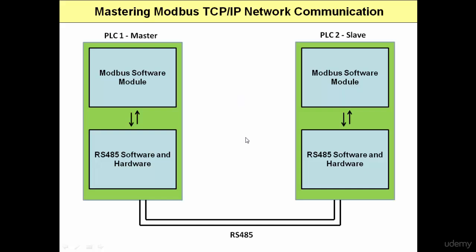So if I were to use network layering terms that are used in the IT industry, I would say that Modbus operates at the application layer. All right? It has nothing to do with the transport of the data. It merely defines and interprets the data. And in this case, the RS-485 software and hardware on both PLCs operate at what you call the physical layer, physically transporting the data using electrical signals.